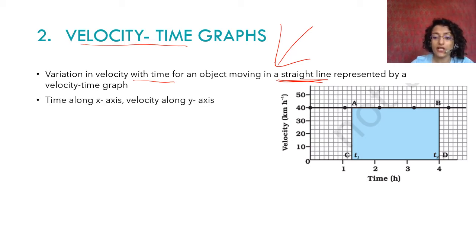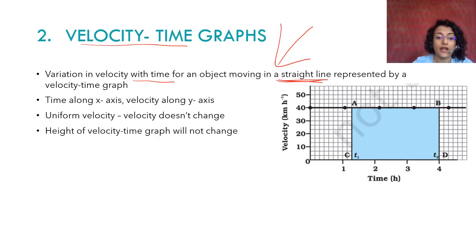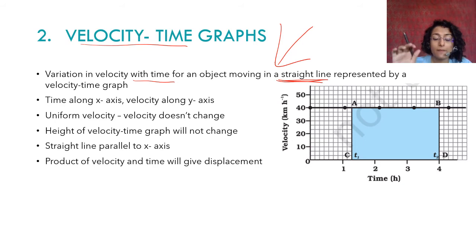Here we have taken time on the x-axis again and velocity on the y-axis. As I said, it is uniform velocity, which means uniform motion. Velocity is not changing, right? So the height of the velocity time graph does not change. It remains parallel to the x-axis, a constant value. And what does this mean? It means that time is moving forward but velocity remains the same.